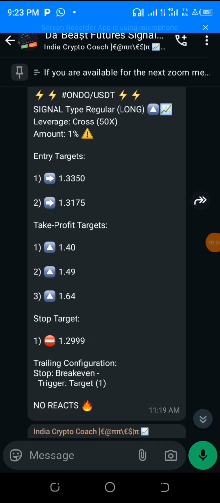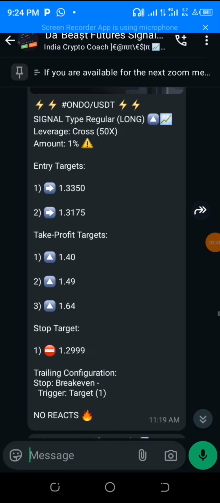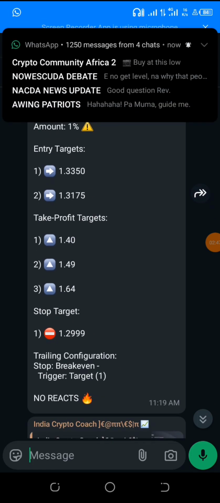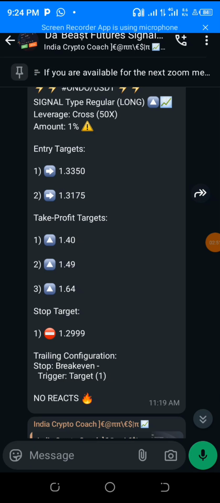And two, if you meet the price below 1.3175, don't enter that trade, because that trade is already going towards our stop loss, and at that particular moment we are analyzing to see if we are to hold that trade or close it. So don't enter at that moment.